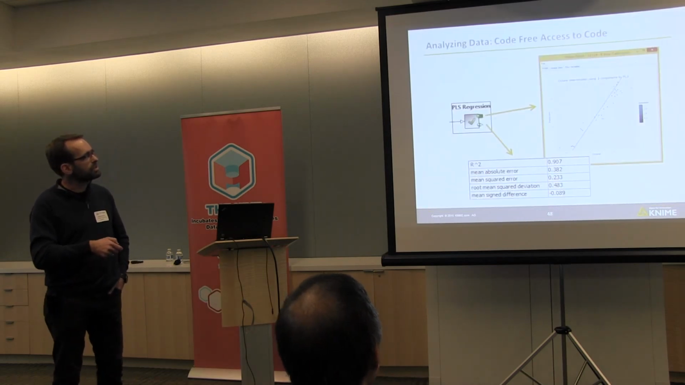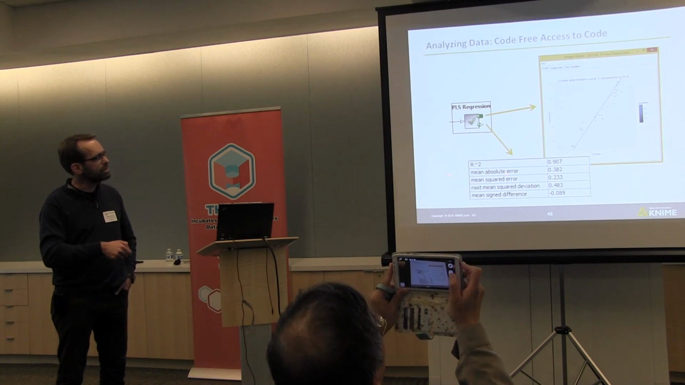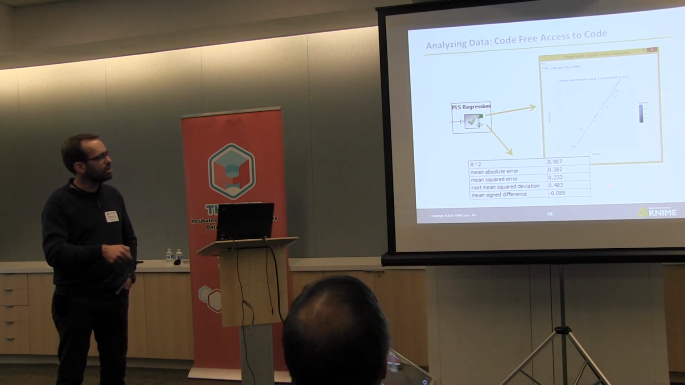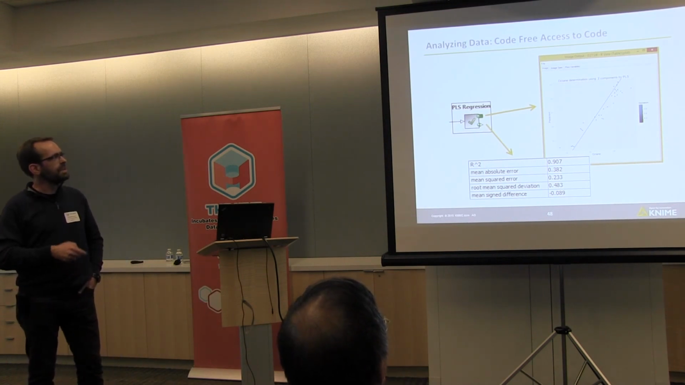Okay, so now that works. The node produces via R the plot, and using the Python code, it produces the parameters for my regression. Okay, number one.